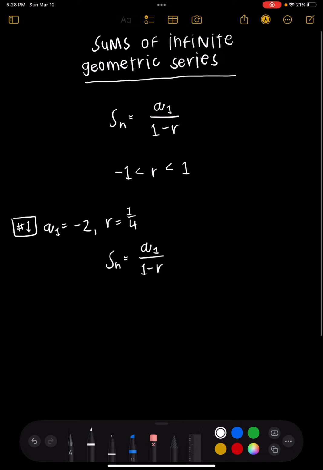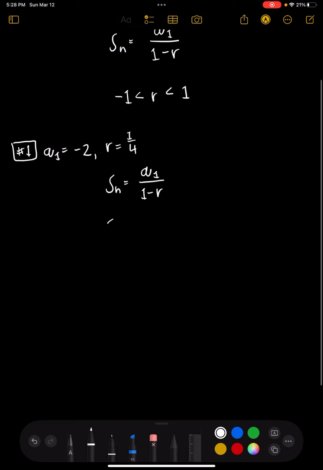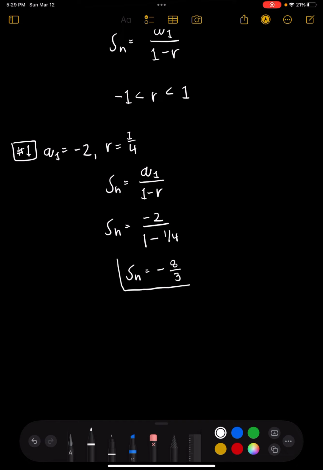And they already gave us all of the information we need. So we're going to say that S sub n is equal to our first term, which we know is -2, over 1 minus 1/4. And then we can plug that into a calculator. So when I plug that into a calculator, I would get that S sub n, or my sum, is equal to -8/3.